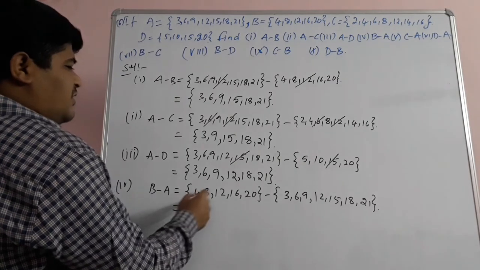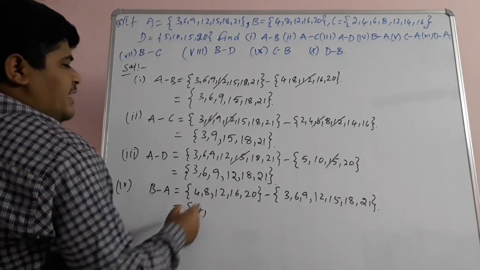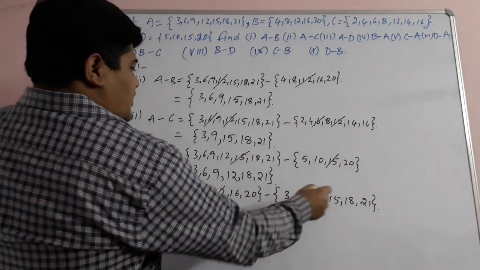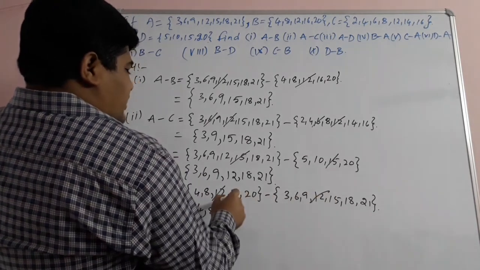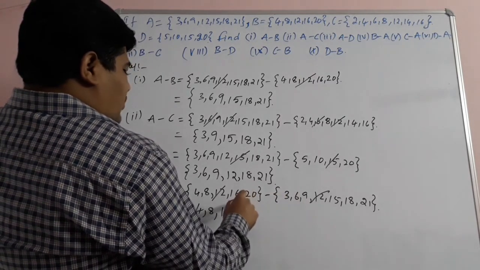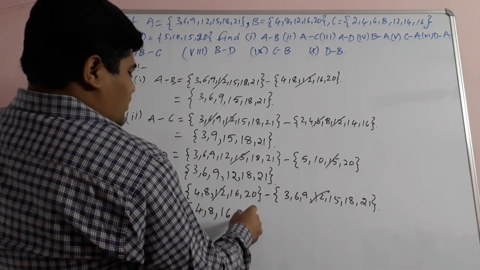4 is there in the first set, in second set not there, you can take. 8 is there in the first set, not there in the second set, you can take. 12 is there in the first set and second set, you should not take it. 16 is there in the first set and in second set not there, so you can take. 20 is there in only first set and second set not there, so that's it, children.